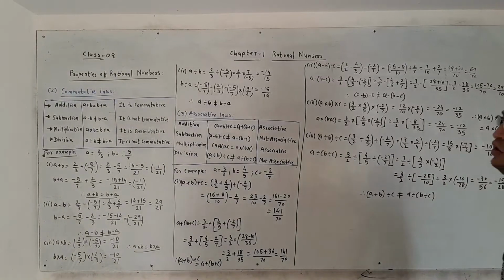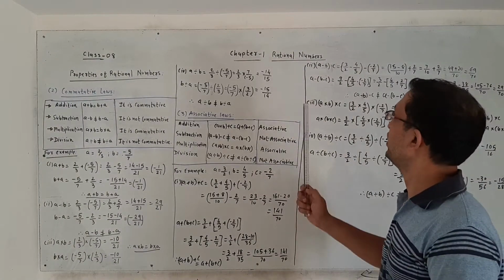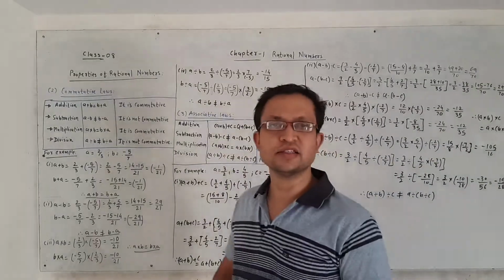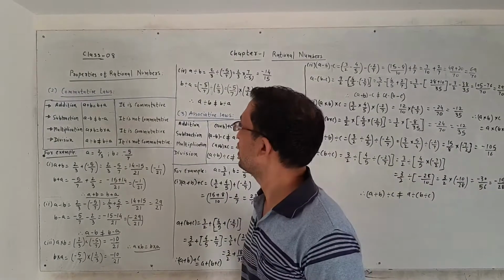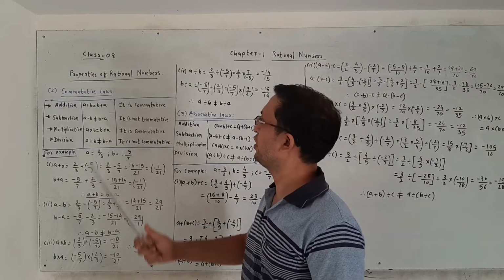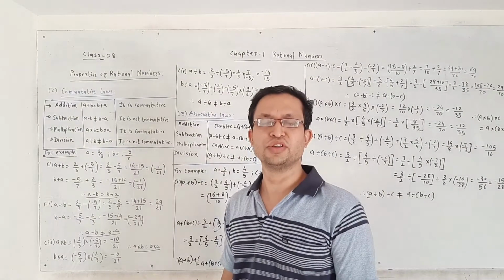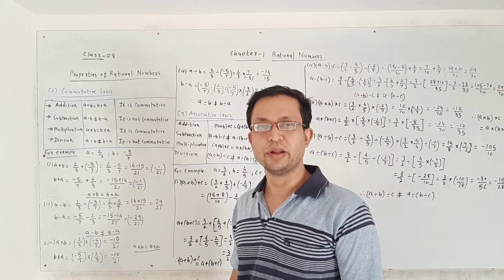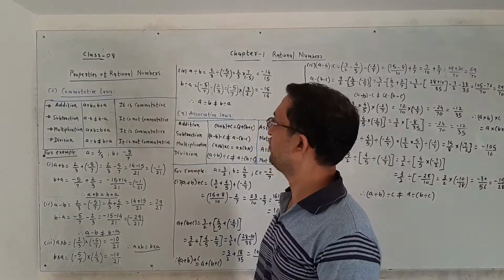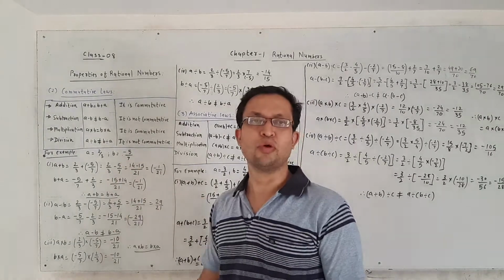Hello friends, today we start chapter 1, rational numbers, for class 8. Please see here. Today we learn a property of rational numbers. Already in the first video we studied the closure property, and in the second video we study the commutative law property.